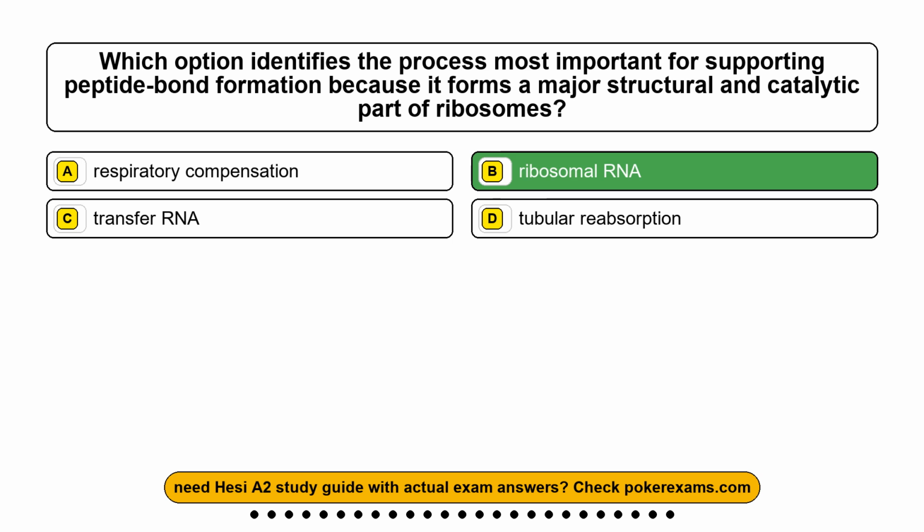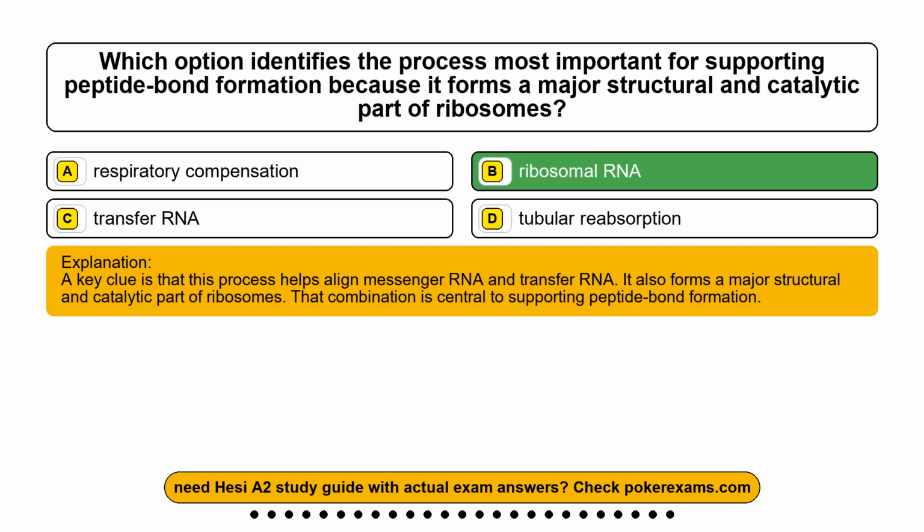The correct answer is option B, ribosomal RNA. A key clue is that this process helps align messenger RNA and transfer RNA. It also forms a major structural and catalytic part of ribosomes. That combination is central to supporting peptide-bond formation.